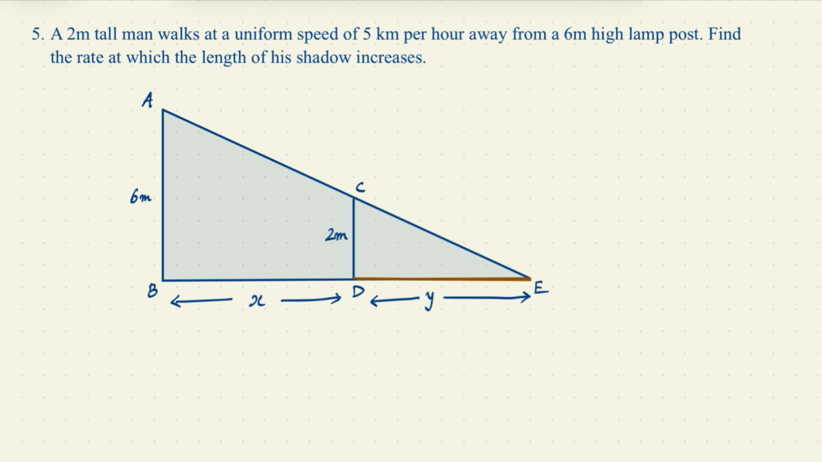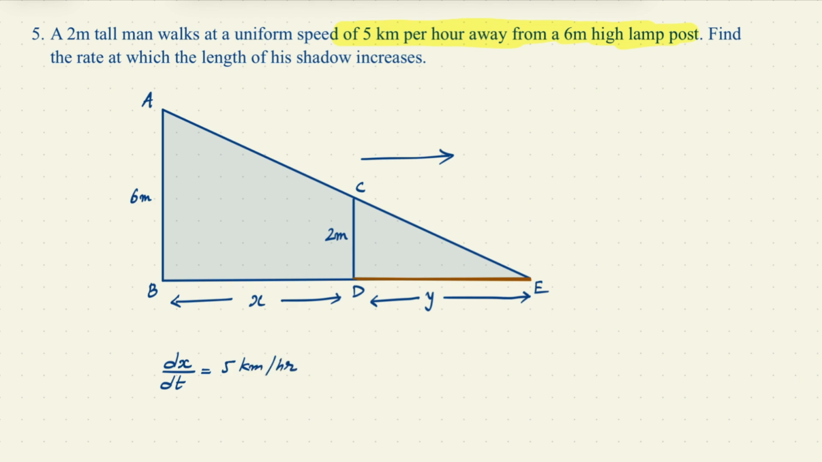The question was saying that this man is walking with a uniform speed of 5 km per hour away from a high lamp post. If this man is walking away from the lamppost, obviously the distance between the lamppost and the man will increase. That means there is a change in x. Okay, so the 5 km per hour is actually the change in x. And how do we write the change in x? We write the change in x with respect to time. So this is given as 5 km per hour.